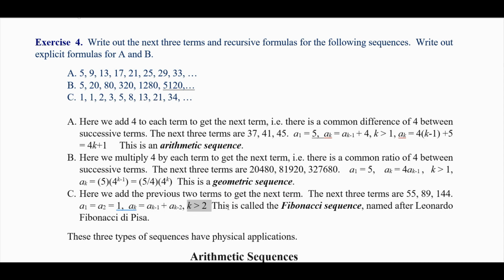This is also a famous sequence. It's called the Fibonacci sequence. It's named after Leonardo Fibonacci da Pisa, Leonardo da Pisa, also known as Fibonacci. So these three types of sequences are pretty famous and actually have a lot of physical applications. And we're going to talk specifically about arithmetic sequences and geometric sequences in the following two videos.